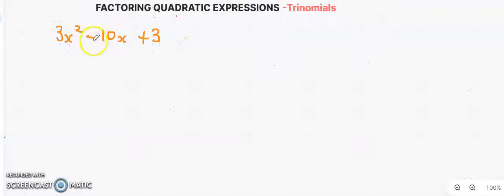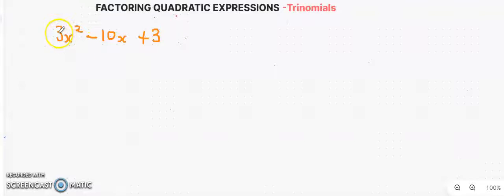Factoring trinomials. To factorize a trinomial, first we look at the first term. What is the coefficient? The coefficient is the number in front of the variable. Here the variable is x, and the number in front of the variable is the coefficient. If there is no number in front of the variable, then a coefficient of 1 is implied, and if that is the case, we go ahead and factorize.